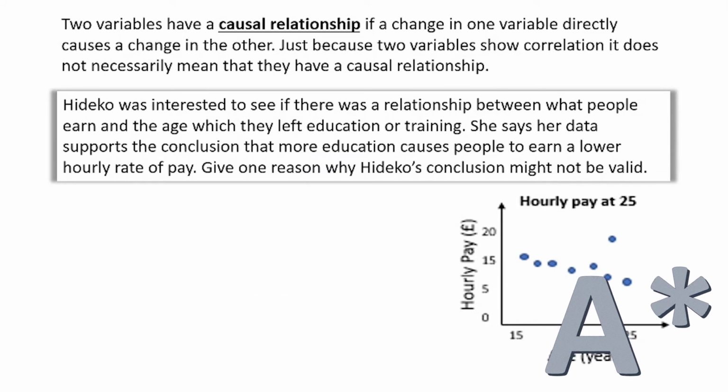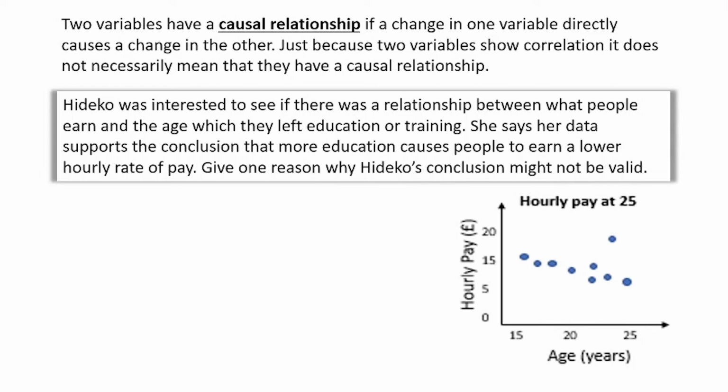You may well be asked to reference why a relationship is not causal, why the relationship between two variables that seem to present correlation are actually spurious and not causal. So this is you having a bit more insight to the data in front of you. Here's an example. Hideko was interested to see if there was a relationship between what people earn and the age that they left education or training. She says her data supports the conclusion that more education causes people to earn a lower hourly rate of pay. Give one reason why Hideko's conclusion might not be valid.